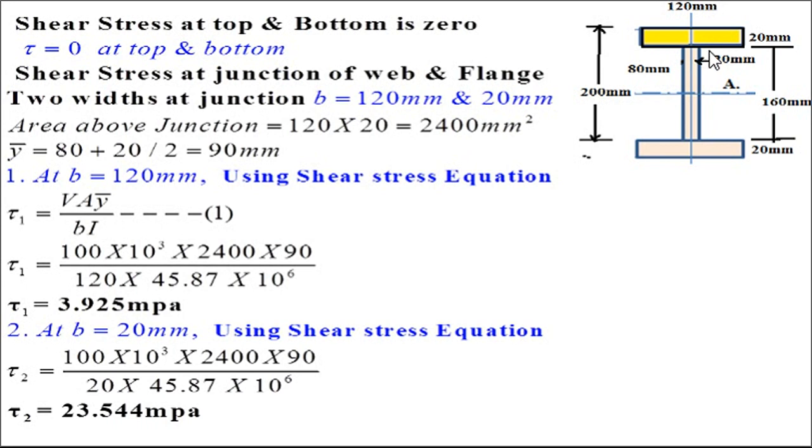This particular web: width of web is 20 and width of flange is 120. Why is this so important? Because whenever a section is subjected to loading, there is a sudden change in transfer of shear stress. Here, if you consider the top flange, a larger area is available to resist shear stress, but if you consider the web, a very small area is available to resist shear. And at this junction, there are two values of shear stress because of two different widths.